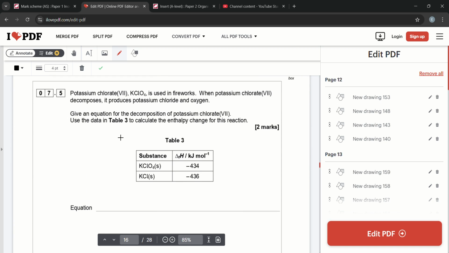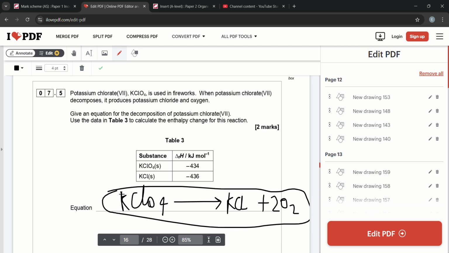7.5. Potassium chlorate is used in fireworks. Potassium chlorate decomposes, producing potassium chloride and oxygen. Give an equation for the decomposition of potassium chlorate. So KClO4 is going to decompose to KCl, and what else? Plus, we're also going to need oxygen, right? And how many oxygen do we need? We need 4, so it's going to be KClO4 arrow KCl plus 2O2.